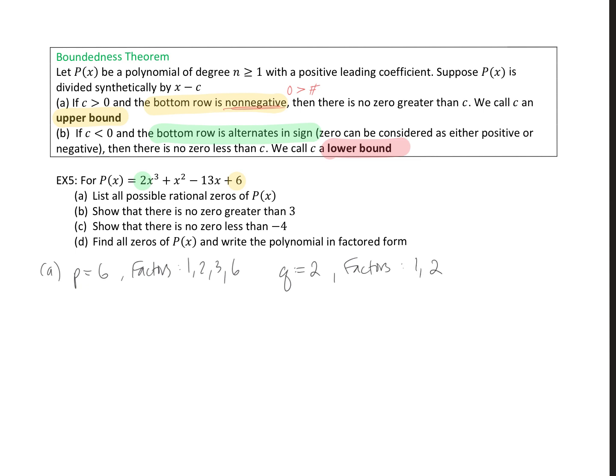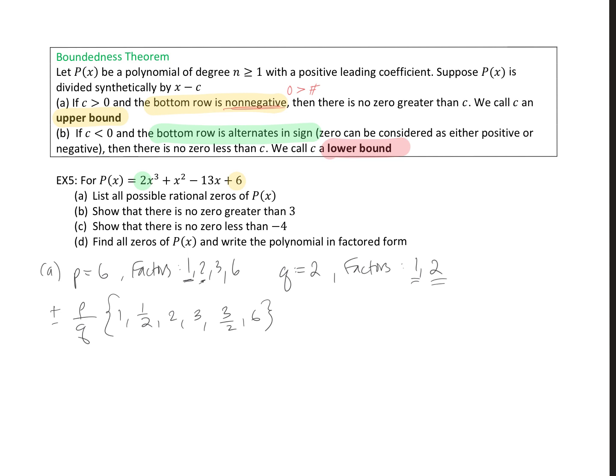So let's find p over q. Again, we're doing positive and negatives, p divided by q. So writing those out, again, I'm just going to start with 1 and divide it by each of these. Then I'll do 2 again and divide it by each of these. So writing that out, we'll get 1, a half, 2, 3, 3 halves, and then 6. All right, so those are the options we have.